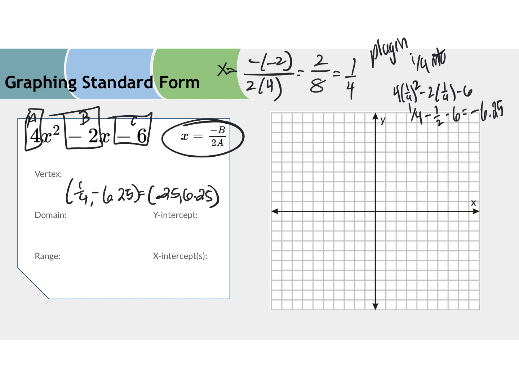So 1, 2, 3, 4, 5, 6. It's going to be kind of about here. If you put it on 6 or a little bit closer to 0, that's fine.